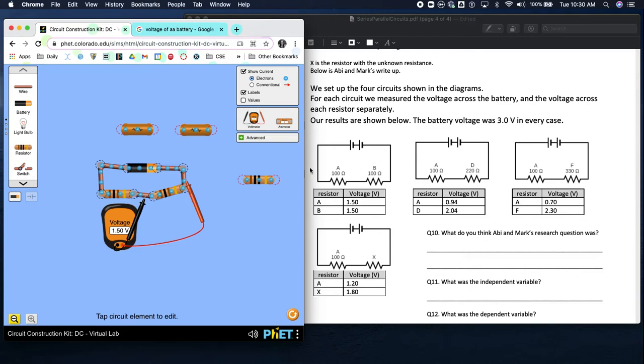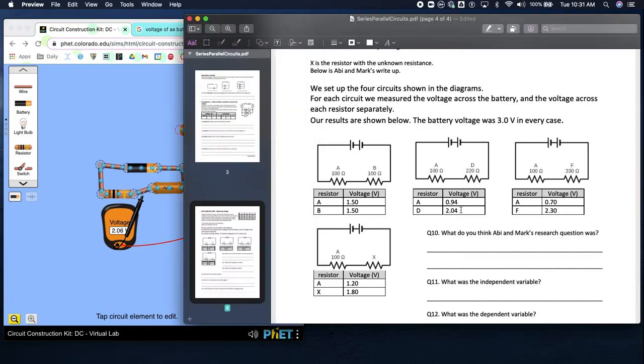Now we are testing it with, A is gonna stay the same, okay? And then we're gonna use the D resistor, this guy right here. Okay, now 0.94 voltage here for A. All right, 2.06, so it's a little bit off. Theirs is a little bit off. You could change that though, okay? So we're gonna say 2.06. Okay.